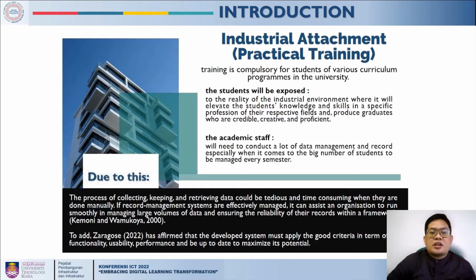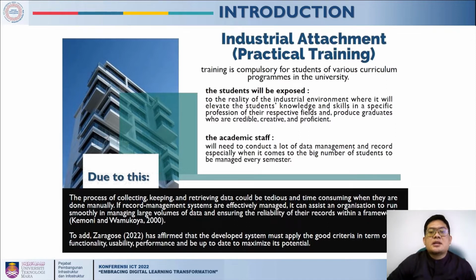Industrial attachment, or practical training, is another term that we usually use in this paper. What is industrial attachment or practical training? Training is compulsory in UITM. Some of the academic programs provide students with industrial attachment, or they have to do their practical training in the final year. Training is compulsory for students of various curriculum programs offered by the university.